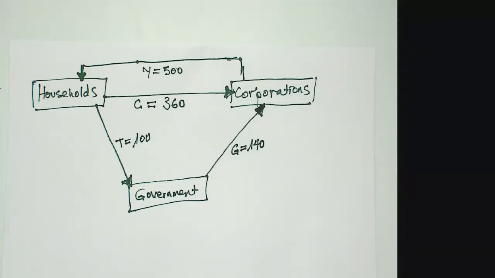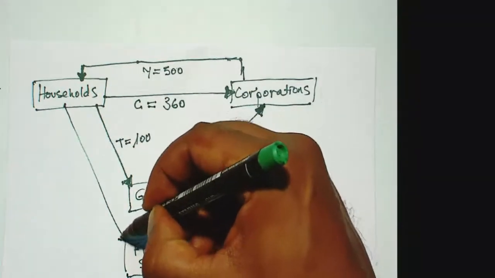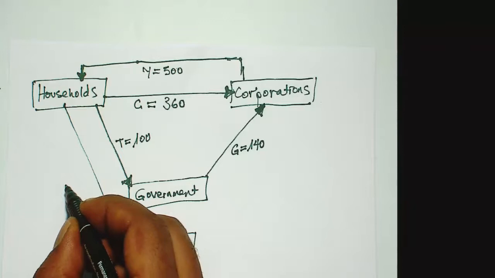We have pretty much covered the first 4 items in our table, but then we still have savings, because households are saving 40 euros and they need a financial institute to hold their savings. For financial institutes, we would write here financial sector, where the households are saving the 40 euros which remained from their disposable income.